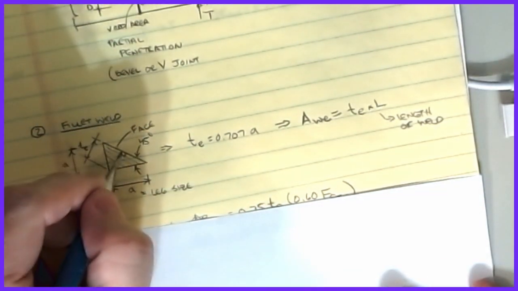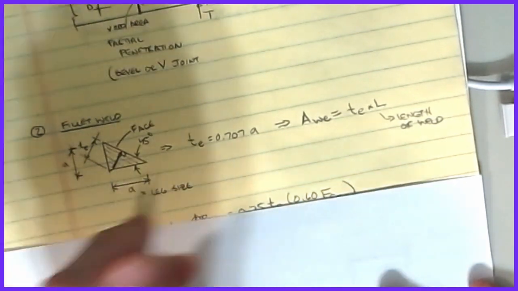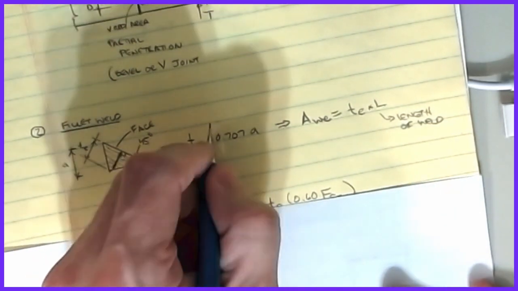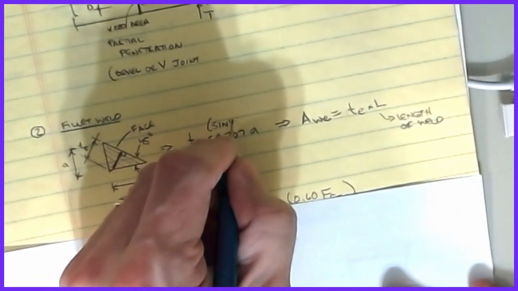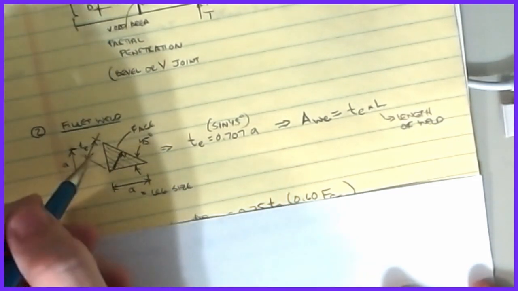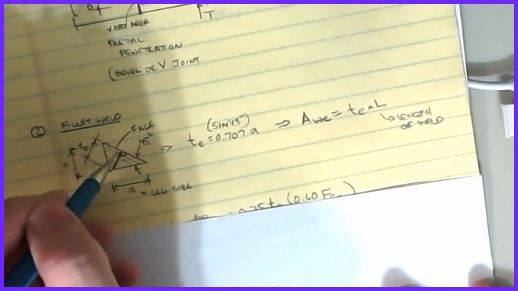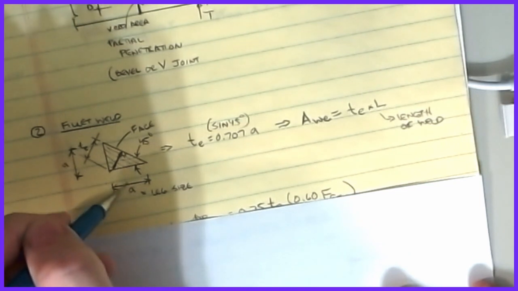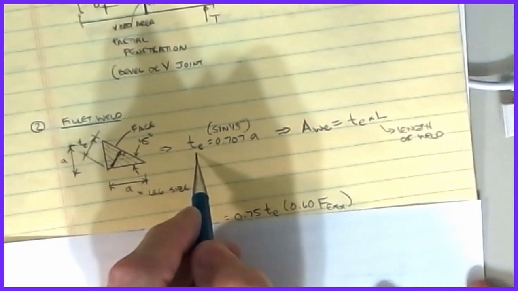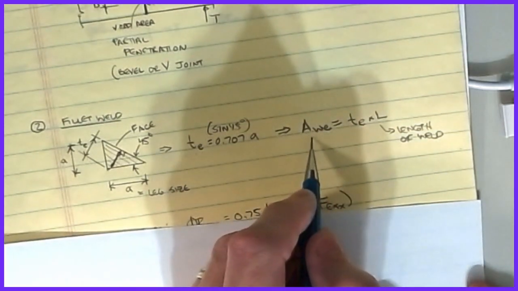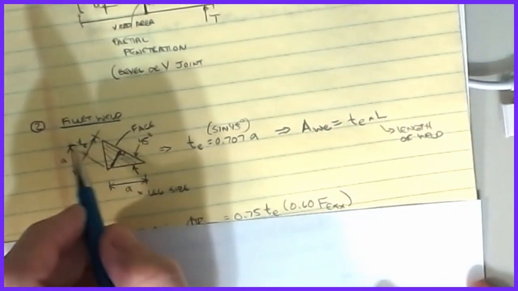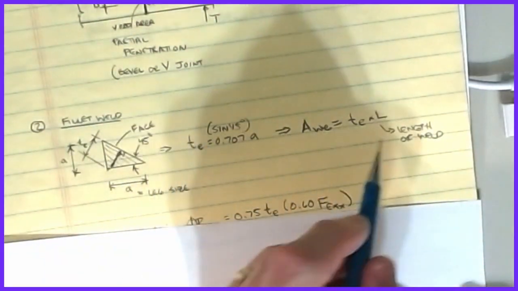So with a little bit of trigonometry on this, I can say that the TE is 0.707 times A. All this is the sine of 45 degrees. That works because TE is the side of a triangle that involves A as the hypotenuse. So if I have TE, then the area of weld that has to fail in order to fail the weld is TE times whatever length this weld has.